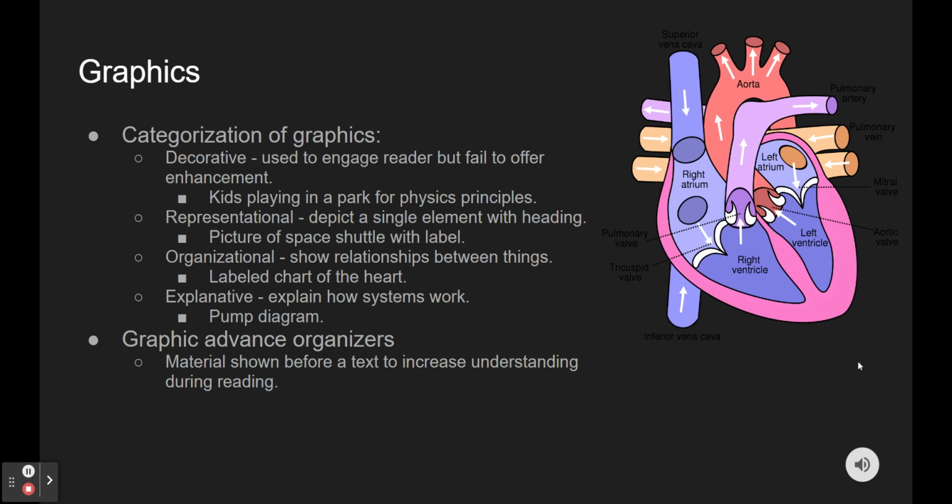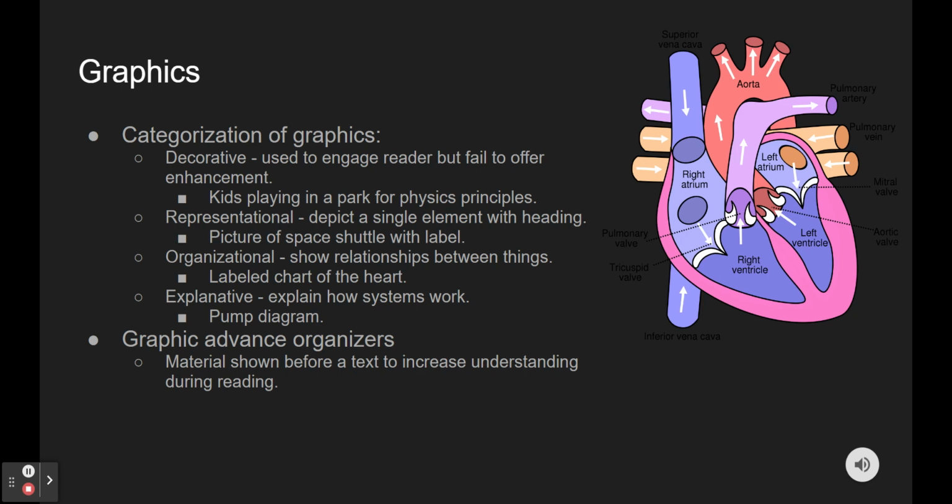Graphics can be categorized in four ways: decorative, representational, organizational, and explanative. Decorative graphics are used to engage the reader, but fail to offer any enhancement to the lessons. An example of this would be a picture of kids playing in a park that would be used in a section that is teaching physics principles.